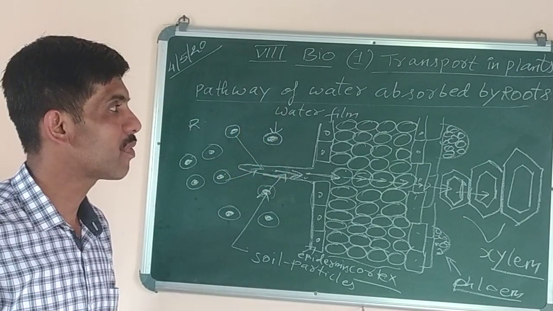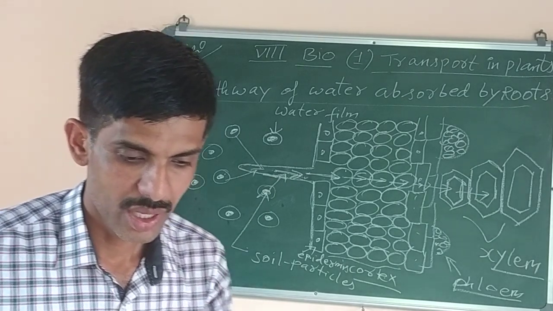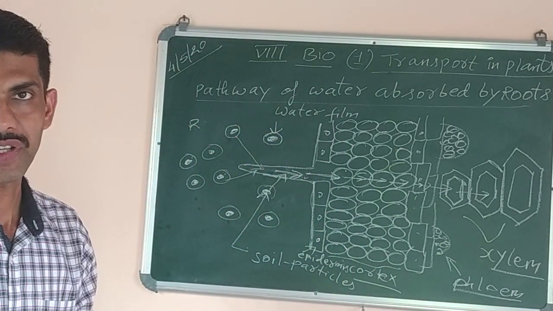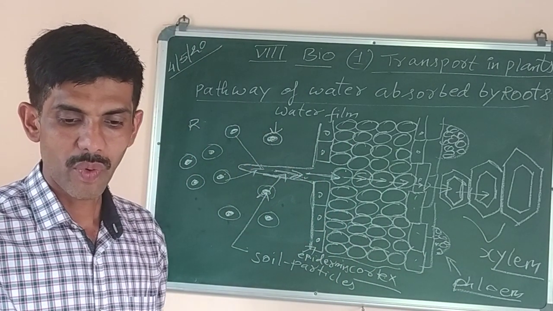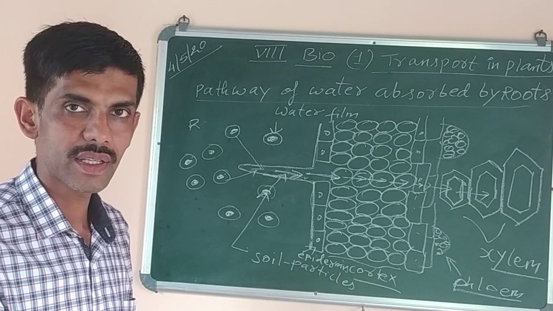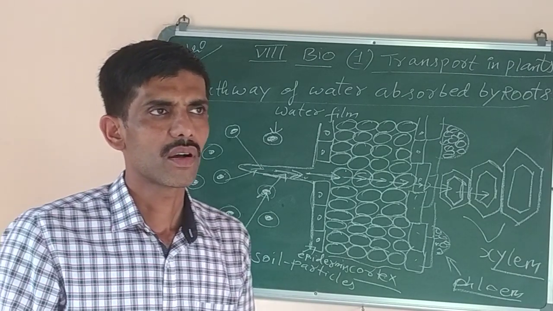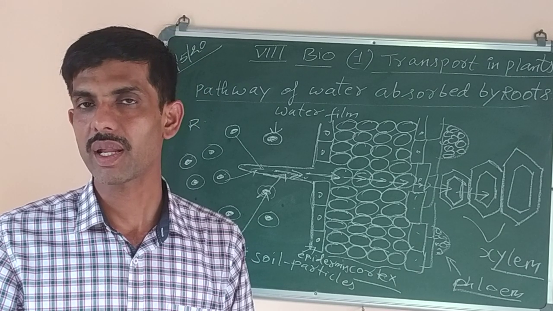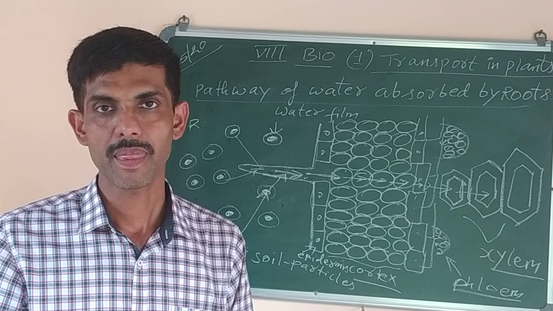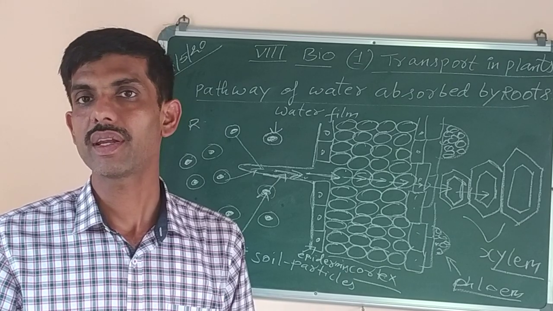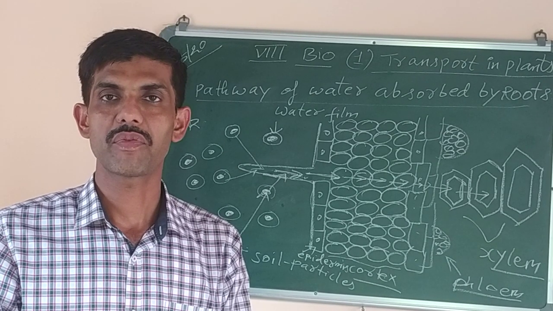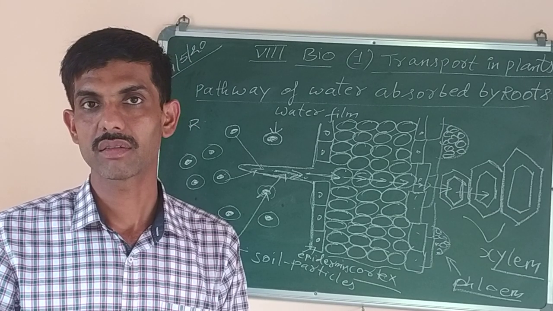What is the pathway of water absorbed by roots? Now the next topic that we have to study is mineral nutrition in plants. Okay, what is mineral nutrition in plants? You know that all the organisms need minerals for proper growth and development. One example I will say, in our body we need calcium. Calcium is needed for strong bones and teeth.